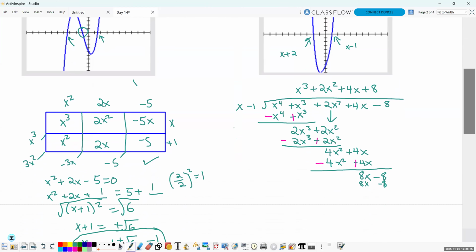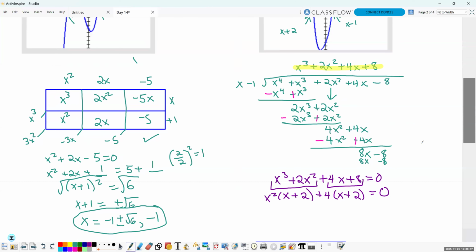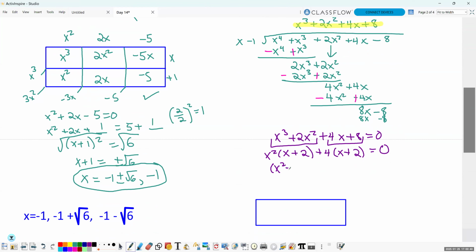Now, when I look at my quotient, this one is going to be much more pleasant because it's going to group. So we've got x cubed plus 2x squared plus 4x plus 8. I can see if I take out x squared here, we're going to get x plus 2. And if I take out a 4, we also get x plus 2. That's great news. So we've got x squared plus 4 times x plus 2.